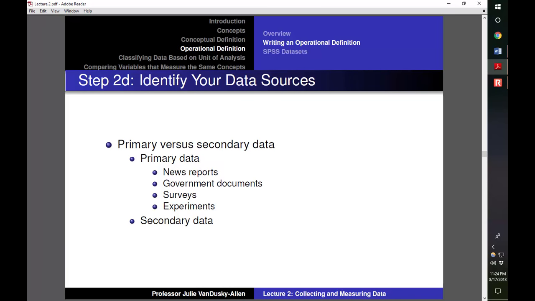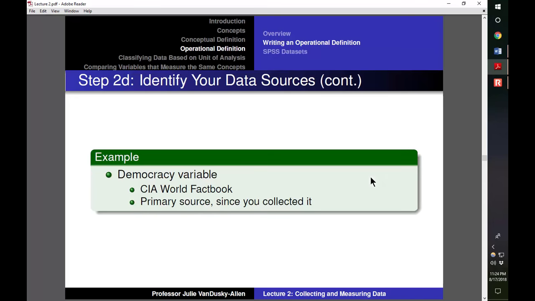The last step in creating an operational definition is identifying your data sources. Your data sources tell you whether your subjects meet the specific observable criteria in your variable. We can either use data we collected, which is called primary data, or use data that other people have collected, which is called secondary data. If we wanted to collect primary data, we could use information from news reports, government documents, surveys, or experiments. There are a lot of places we can collect data from. Of course, there are a ton of political science-related data sets out there that other scholars have already created, so often it's just easier to use data other people have created instead of creating our own.